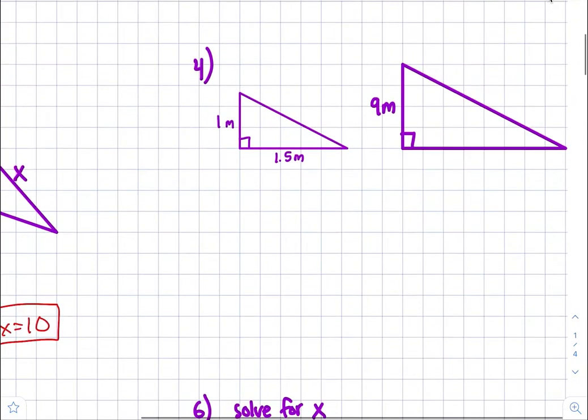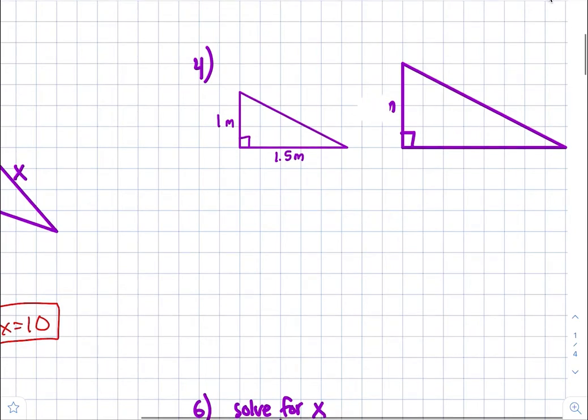Number 4. So this one was a word problem, you guys, and pretty much you had to actually draw these two figures. It had to do with a stick casting its shadow, and then there's a telephone pole casting a shadow of 9 meters. Cast a shadow that is 9 meters. So this actually should be 9 meters.